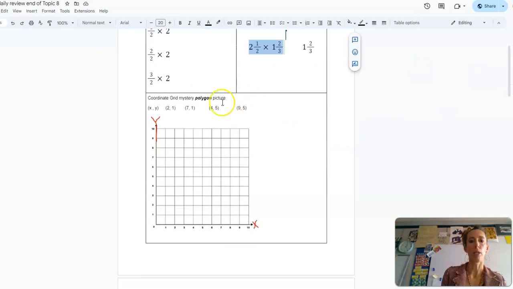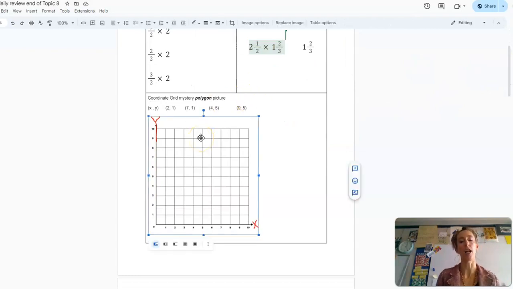And then you have a mystery coordinate grid picture. I know your kids have not seen the coordinate grid, so this would be a good time to have them stand up. And then we're going to literally pretend we're X and Y. We're like a dot, a point. And we're going to start at the origin at 0, 0.